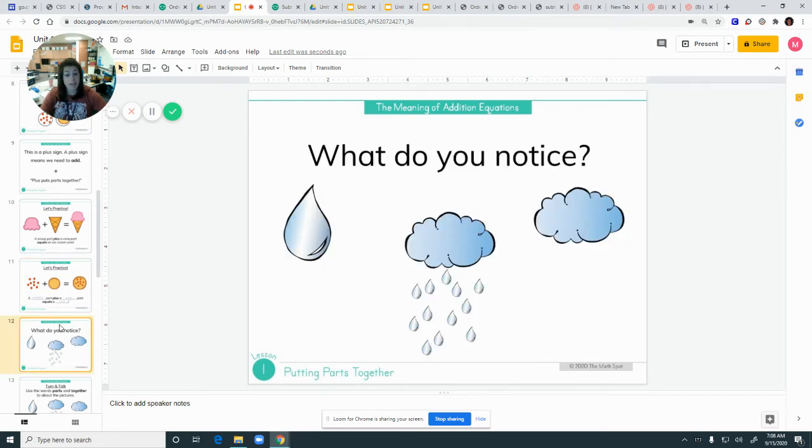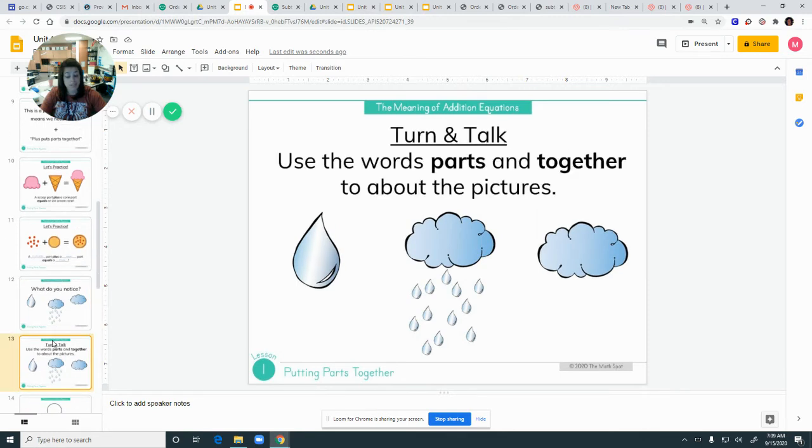We have a drop of water, a cloud with drops of water, and then a cloud. So we're going to talk about the parts and what we're putting together. What do you think we're going to put together? You're right. We're going to put our drops of water together with our cloud to make a rain cloud with drops of water. Our parts are going to be our drop of water and our cloud, and our whole is going to be the cloud with the raindrops.